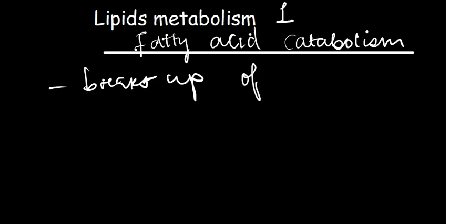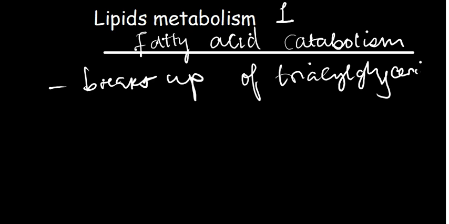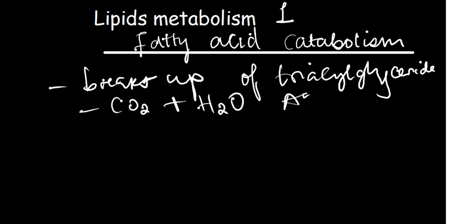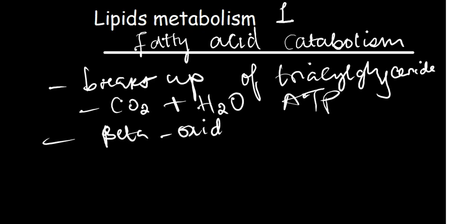Breakdown of triacylglycerides. Now they're broken down to carbon dioxide as well as water in order to produce energy, which is ATP. And the overall process of this is what we call beta-oxidation. This is simply talking about how fats are broken down in order to give the body energy.